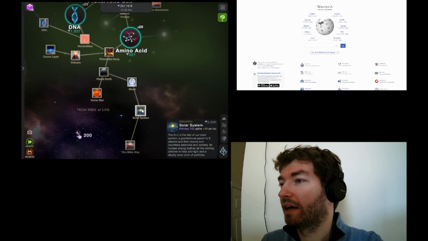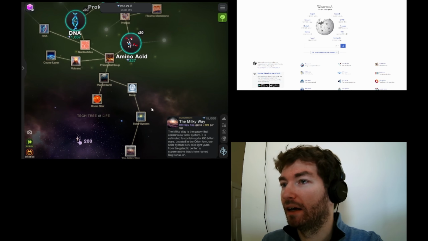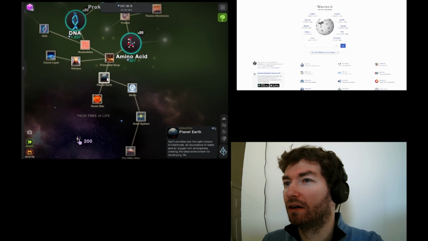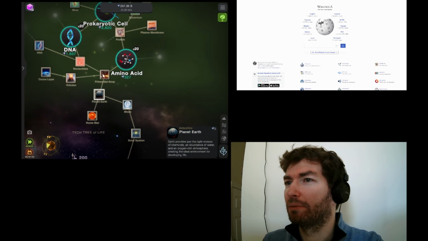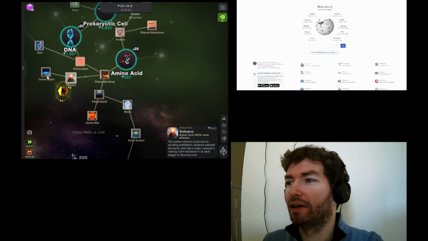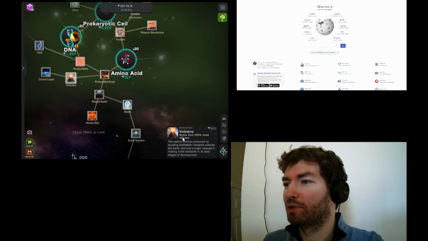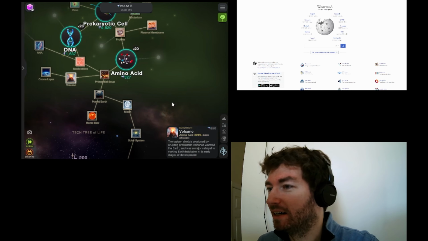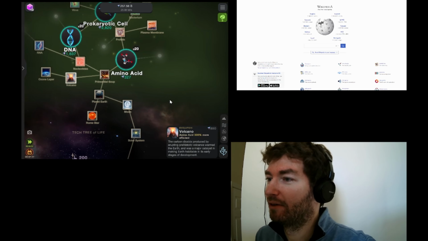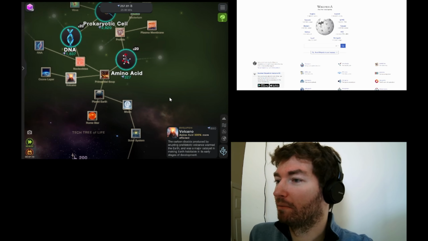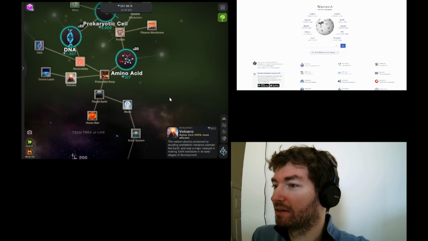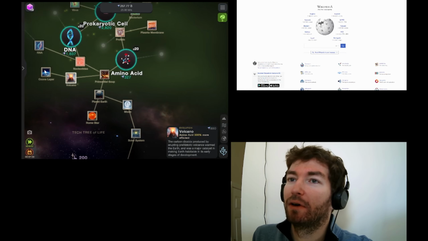Okay, we got the solar system, we got the Milky Way, we got a home star called the Sun, we got planet Earth, we got the pyramid, we got volcanoes. Amino acids 300% more efficient, effective. Carbon dioxide produced by erupting prehistoric volcanoes warmed the Earth and was a major catalyst in making Earth habitable in early stages of development. Cool.